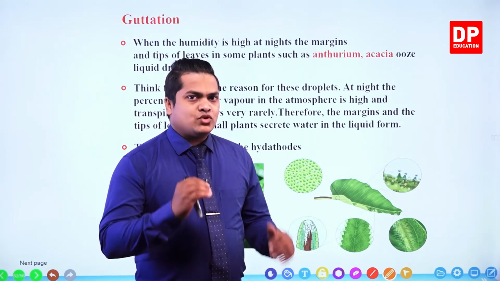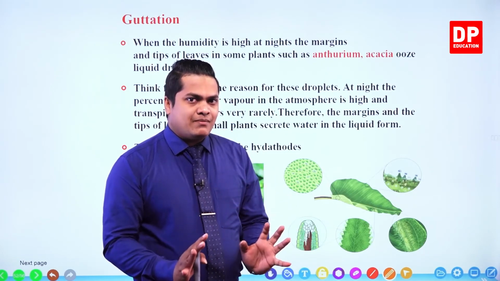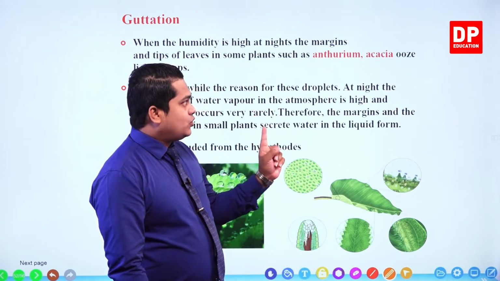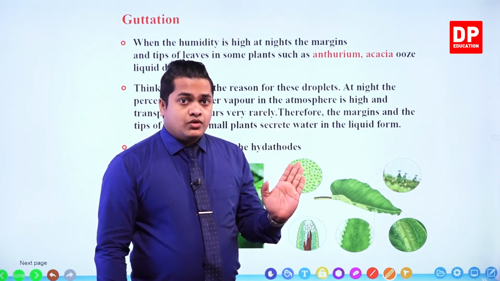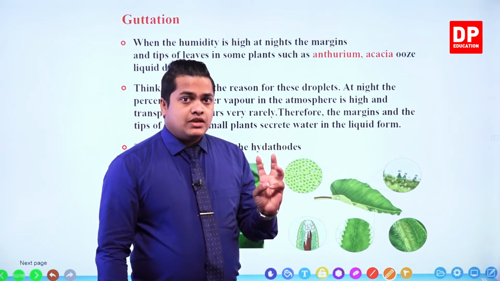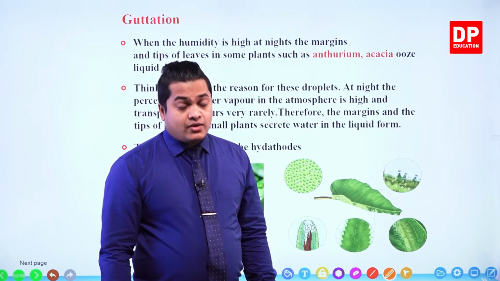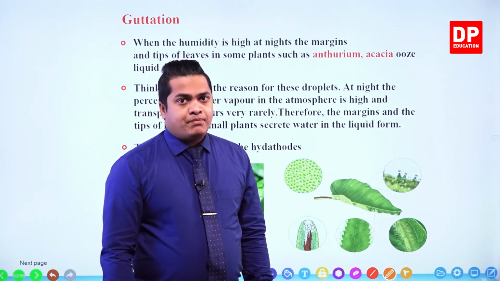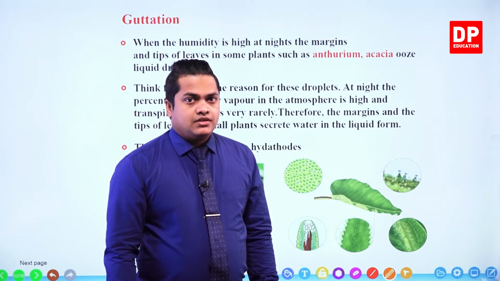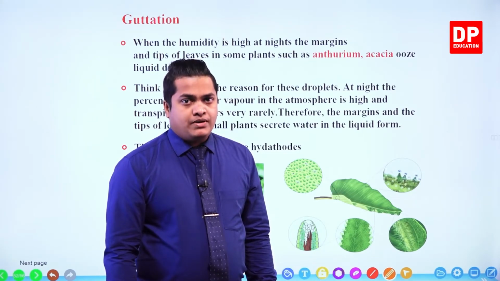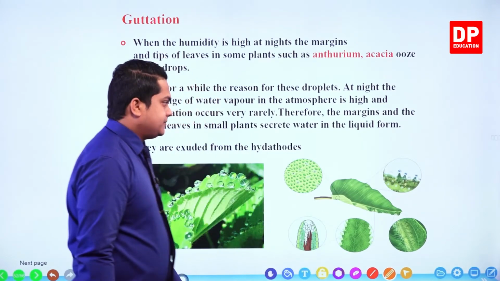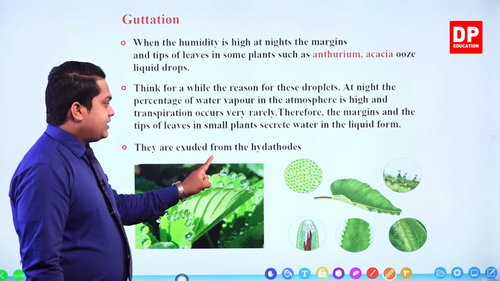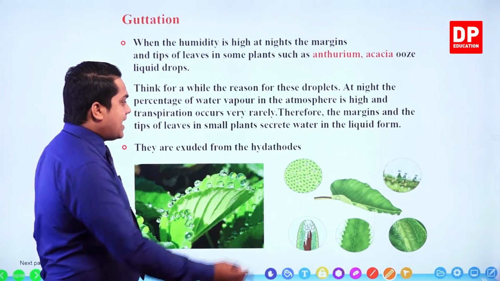So in that case, to maintain the water balance within the plant, small plants like Anthurium, Acacia, Habarala, right, potato, tomato, those plants are going to use liquid water from the tip of the plants, okay. Removal of water droplets from the tip of the plant is referred to as guttation. But there's a special thing. They are excluded from the hydathodes.